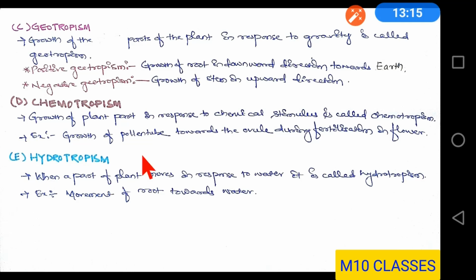Next comes chemotropism. Chemo means chemical. So growth of the plant in response to chemical stimulus is called chemotropism. For example, growth of pollen tube towards ovule during fertilization. Next comes hydrotropism. The movement of the part of the plant in response to water is called hydrotropism. Example, movement of the root towards water.